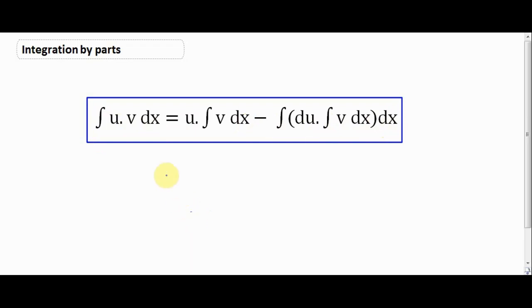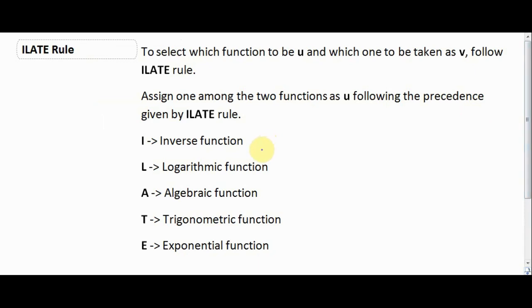Now, as I said, both functions u and v are functions on variable x. So when we are asked to calculate integral of product of two functions, we have to assign one function as u and the other function as v. How we have to assign u and v is based on a rule called ILATE rule. To select which function to be u and which one to be taken as v, follow ILATE rule. Here I stands for inverse function, L stands for logarithmic function, A stands for algebraic function, T for trigonometric function, and E stands for exponential function.